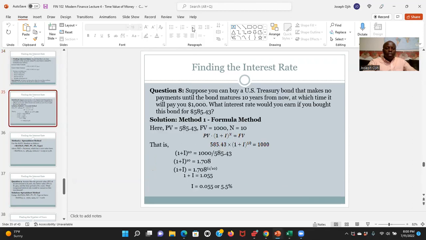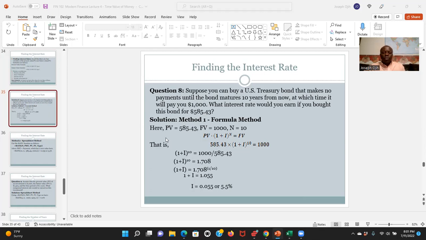The first method is using the formula method, which you can see on my screen. Let's try an example. Suppose that you can buy a US Treasury bond that makes no payment until the bond matures 10 years from now, at which time it will pay you $1,000. What interest rate would you earn if you bought this bond for $585.43? We do this using the formula method and the spreadsheet method using Excel.